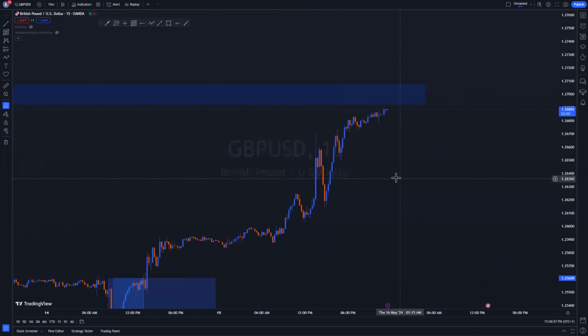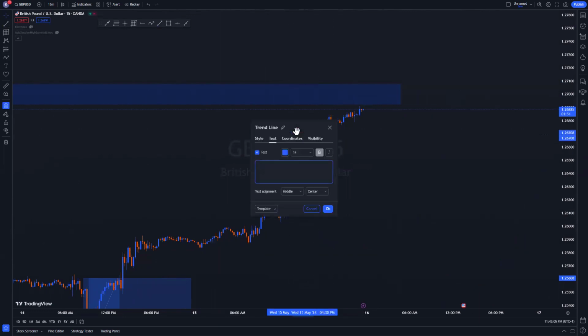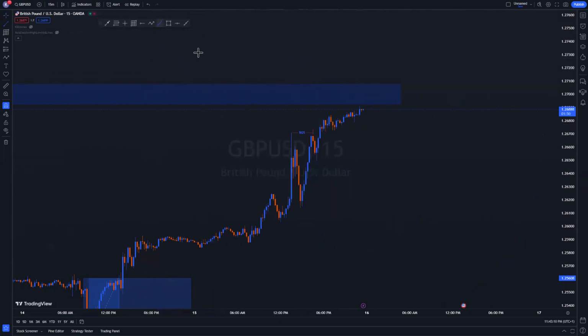But let's say we still want to look for buys on this setup. Consider this: we have a break of structure right here. We have a BOS right here. Most importantly, another one occurred right here, leaving this liquidity right here.